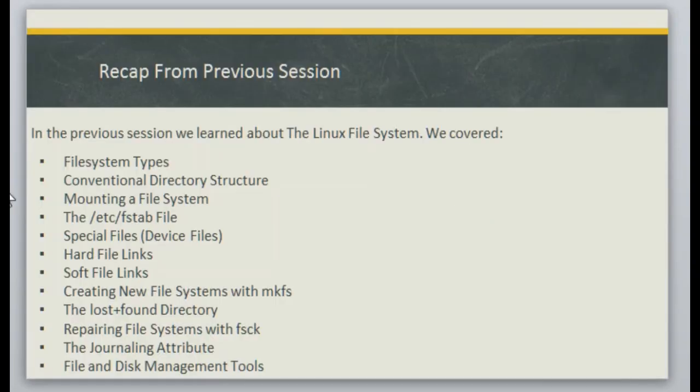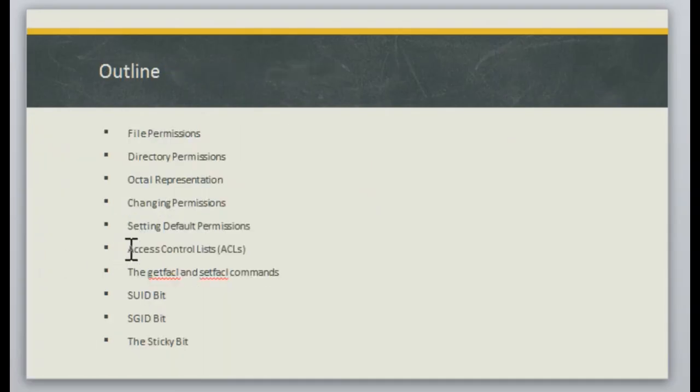So last session, we went over file system types, conventional directory structure, mounting a file system, the /etc/fstab file, special files, hard file links, soft file links, creating new file systems with mkfs or make file system, the lost+found directory, repairing file systems with fsck, the journaling attribute, and file and disk management tools. Today, we're going to be going over file permissions, directory permissions, octal representation, changing permissions, setting default permissions, access control lists, the getfacl and setfacl commands, the SUID bit, the SGID bit, and the sticky bit.